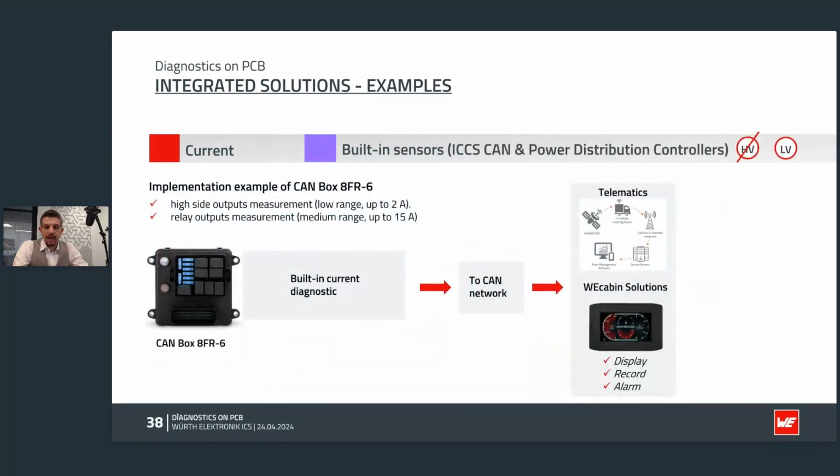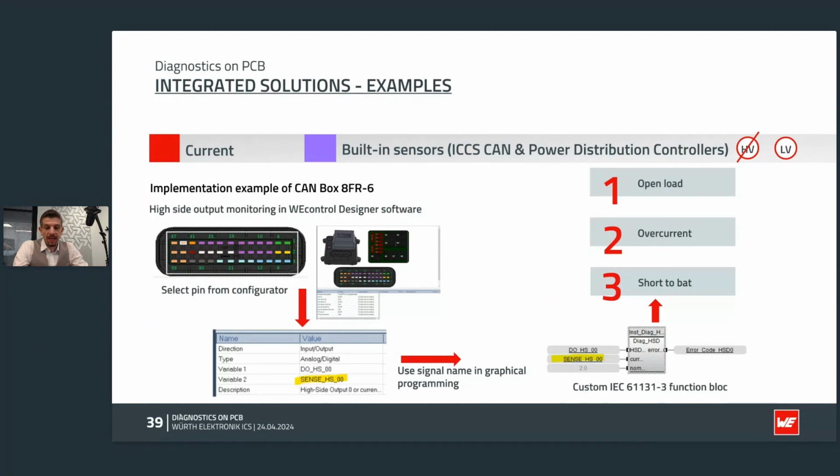If we take one of our latest products, for example, the CANbox 8FR6, this controller has both technologies implemented. On the high side output, we are using the embedded current measurement, a possibility offered by the 2-amp SmartFET output stage. For the relay, we are measuring current up to 15 amps by the use of an external current measurement IC. This feature, in addition to the other diagnostic possibilities of the controller, is always oriented to offer the maximum awareness to the system of its own status.